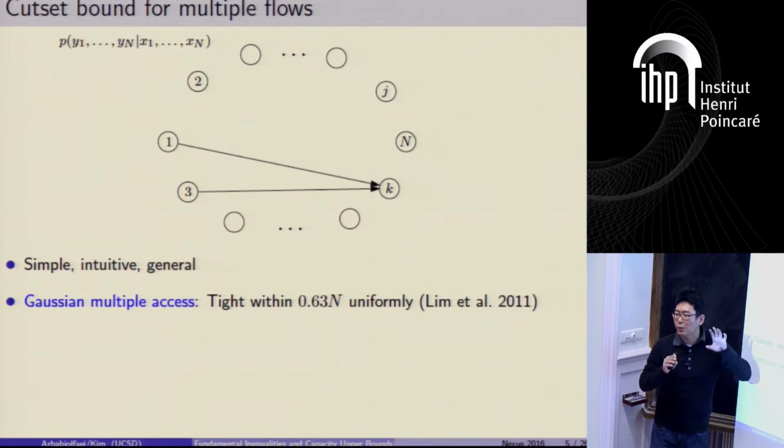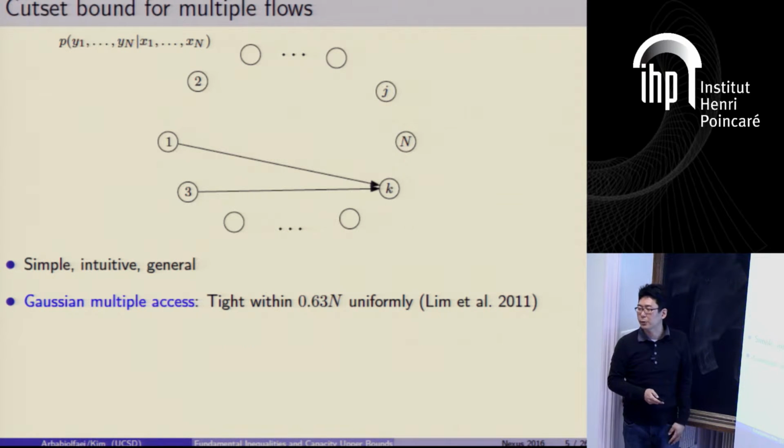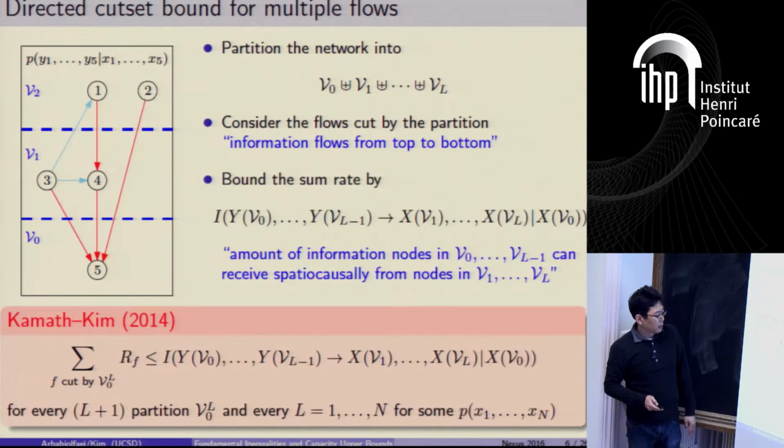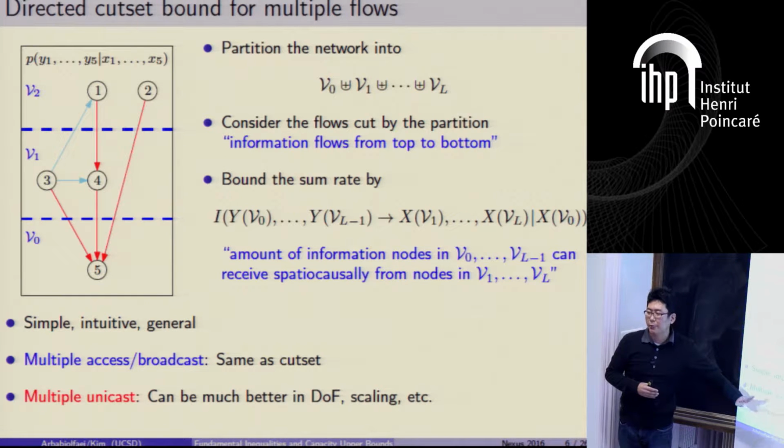And again, these are all interpretations, nice mnemonics. In the proof, it actually follows naturally. For multiple unicast, actually, this is the most interesting part. For multiple unicast, this one strictly improves the cut-set bound, in many ways.